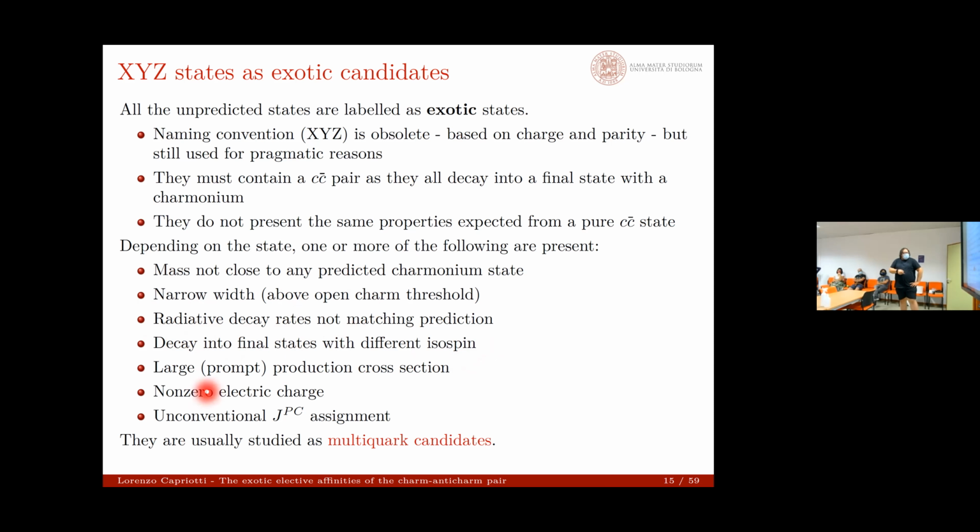A couple of them decay into states with different isospin, so there's isospin violation. There's a large production cross-section, which is not predicted to be as large. Some of them have non-zero electric charge, which is clearly nonsense if they are c-cbar states, and they might have unconventional JPC assignments. So they are usually studied as multiquark candidates. You might have heard of tetraquarks, pentaquarks. This is where it all started.